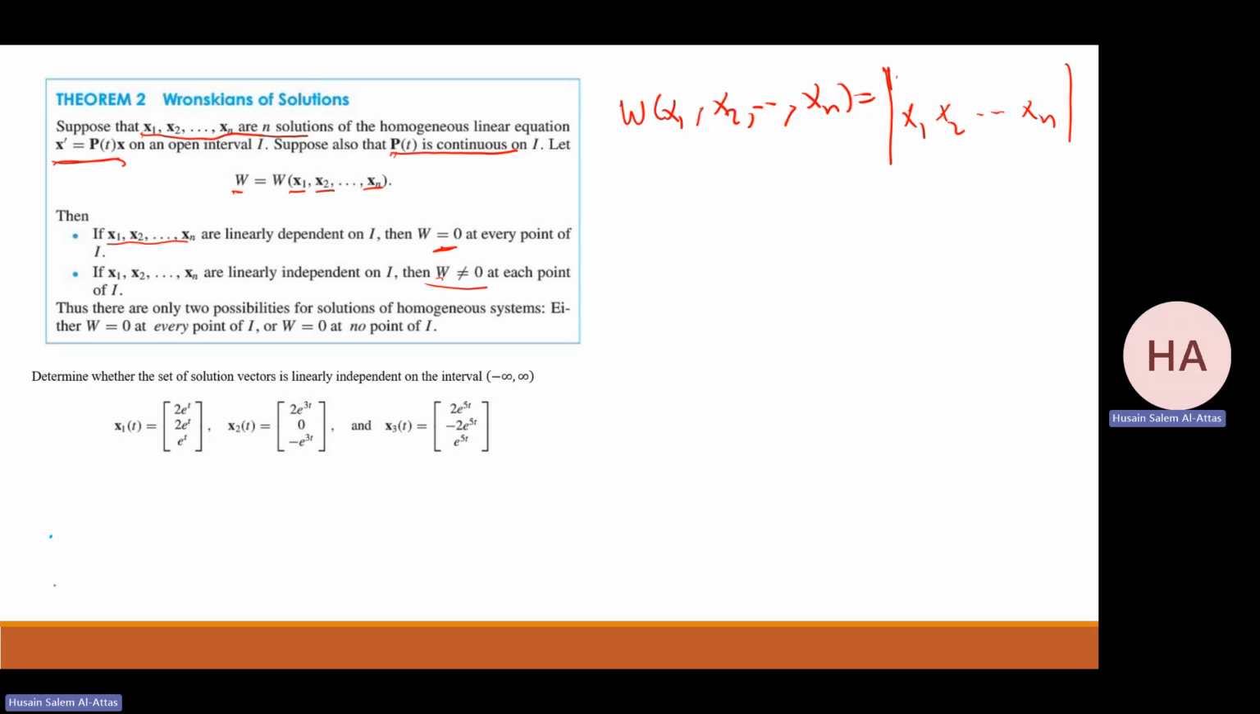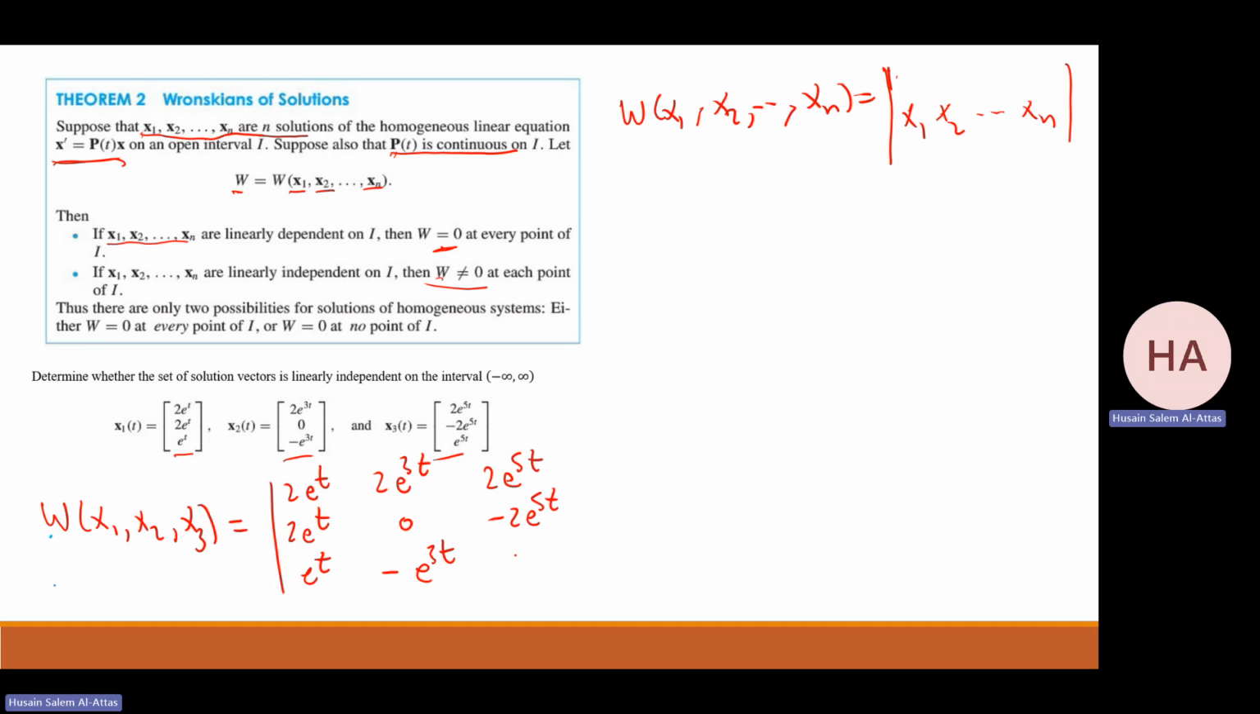Okay, the question is: determine whether the set of functions is linearly independent in this interval. Actually, this function is everywhere defined, so we have no problems. So I will do the Wronskian of x1, x2, x3. That will be 2e^t, 2e^t, e^t, 2e^3t, 0, minus e^3t. I need to check the determinant. 2e^5t, minus 2e^5t, e^5t.